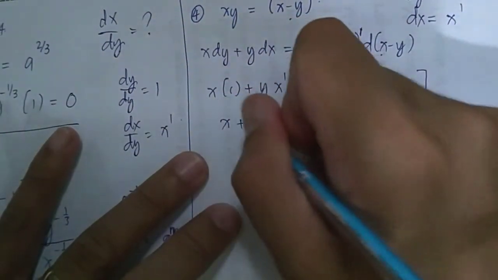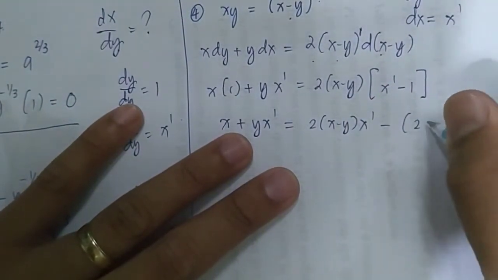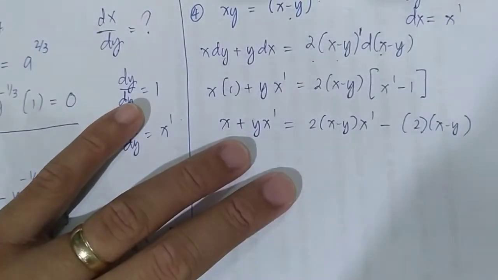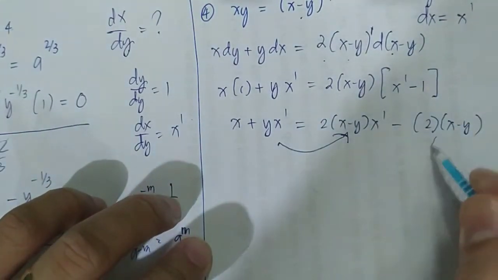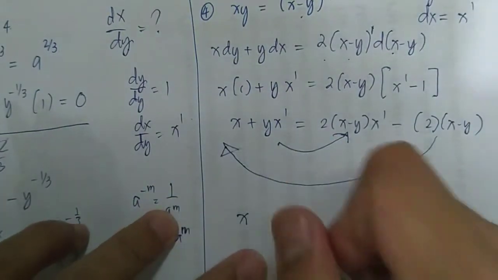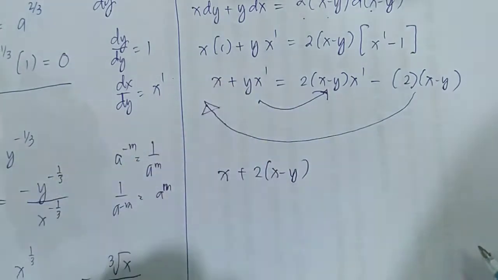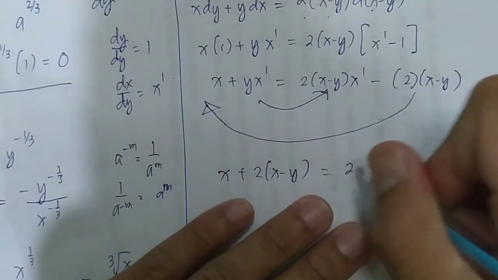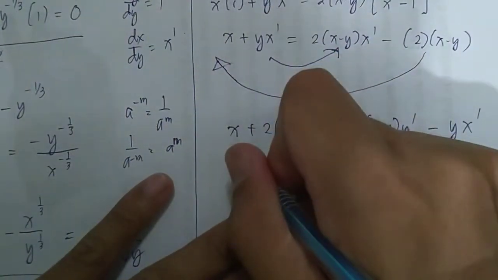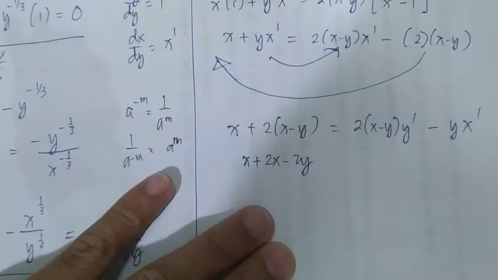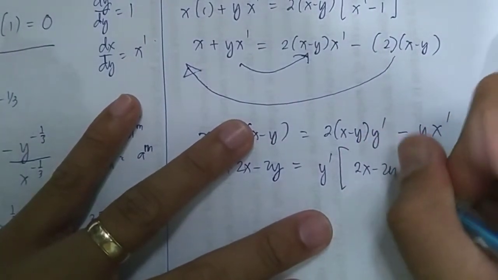So this gives you x plus yx prime equals 2 times the quantity x minus y times x prime, minus 2 times the quantity x minus y. So, combining these terms, I can transpose this to the right and this to the left. It becomes x plus 2 times the quantity x minus y, because the minus transposed to the left becomes positive, and this gives you 2 times the quantity x minus y x prime minus yx prime. So combining like terms, this is x plus 2x minus 2y, distributing that 2. x prime is common to both, so that gives you 2x minus 2y minus y.